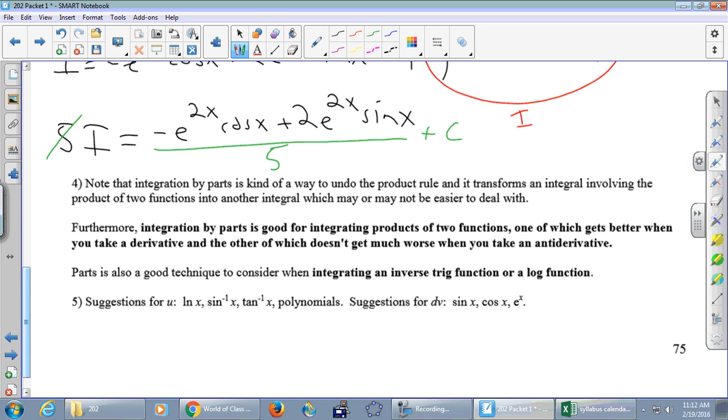For this repeated one? Yeah. The repeated one worked because it was e to whatever and then times sine or cosine. That's the format for this.